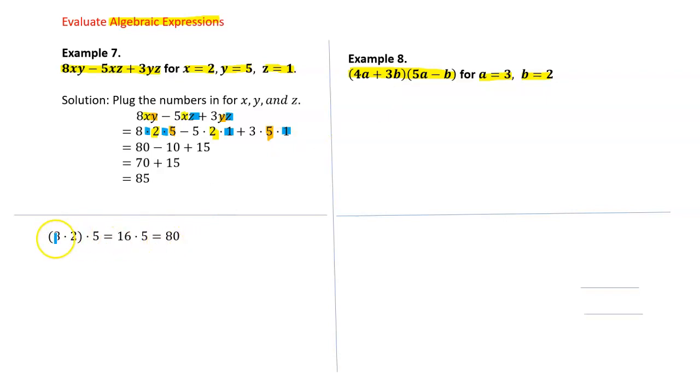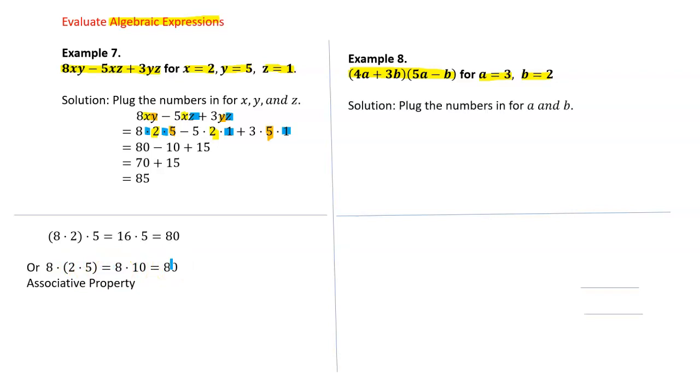By the way, here is the explanation for the property that we talked about right here, 8 times 2 times 5. So instead of doing 8 times 2, 16 times 5, we could multiply 2 times 5 to get 10 first, and then multiply 8 and 10. So that's called associative property.